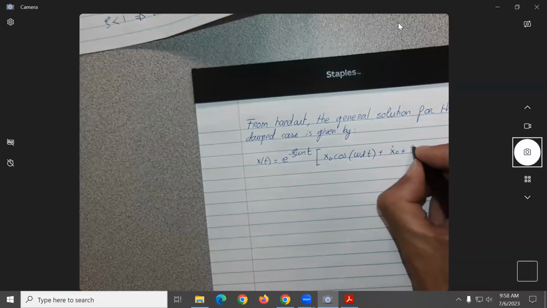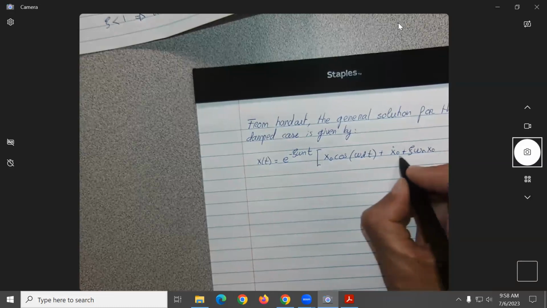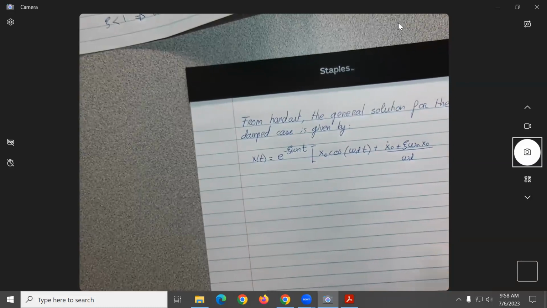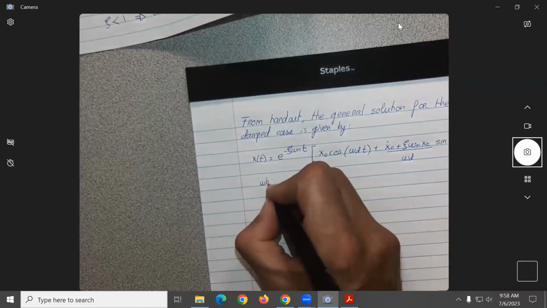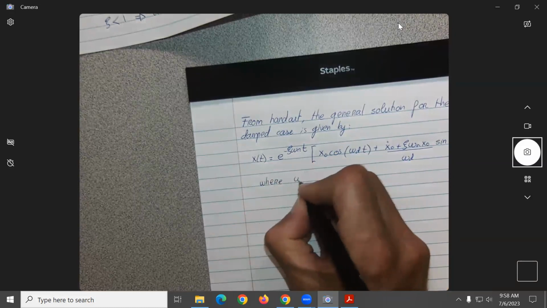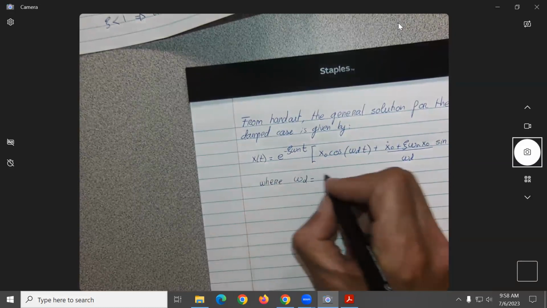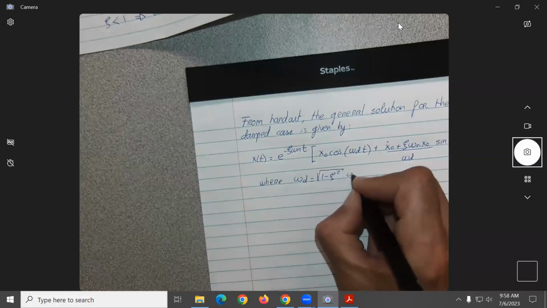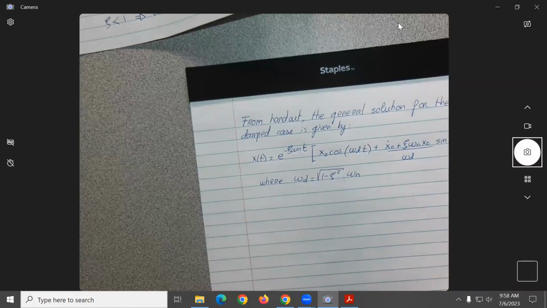So I'm copying this directly from the notes, so that should be on the handout. This is including the initial conditions. All right, this gives you the initial conditions. Sine omega d t. Okay, where in this equation the damped frequency, we know it's equal to square root of 1 minus zeta squared, times omega sub n.